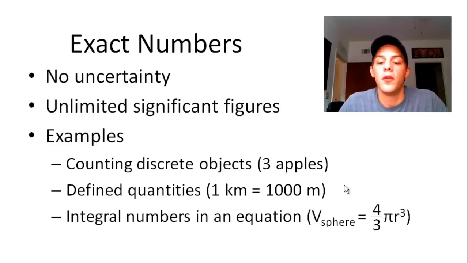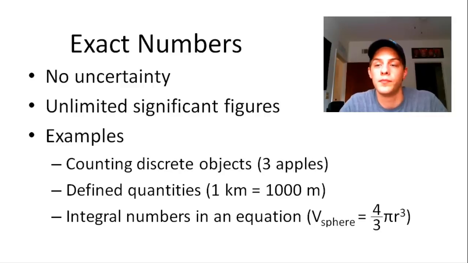So for instance, the volume of a sphere is equal to 4/3 pi times the radius cubed. Well, this 4/3 pi here is going to have an unlimited number of significant figures. The pi especially is going to have an unlimited number of significant figures because it's a non-terminating decimal. But the 4/3 here is going to have an unlimited number of significant figures as well, because this is an exact number. It's an integral part of an equation. So again, unlimited number of significant figures.